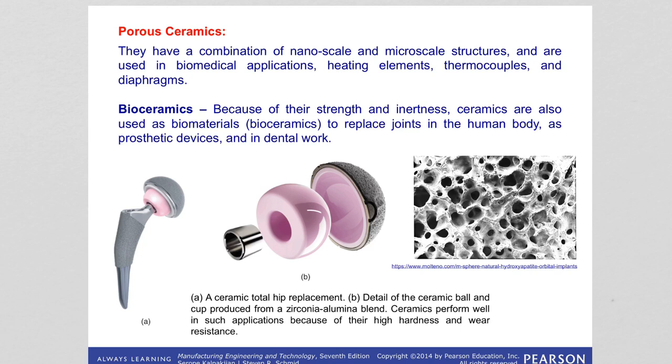Generally, ceramic implants are made porous, like the image of hydroxyapatite we are seeing here, because it helps the bone to grow. It is similar to the bone structure, so the body can easily adapt to this structure, helping the bone to grow. We also see ceramic hip replacement materials, and we are seeing that the ceramic ball here is produced from a zirconia and alumina blend. This is because of their hardness and good wear resistance. Since these are used in the joint, we want them to have good wear resistance and be chemically inert, not reacting with the human body.